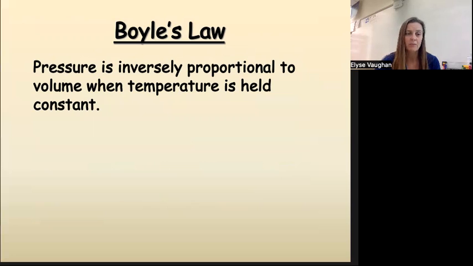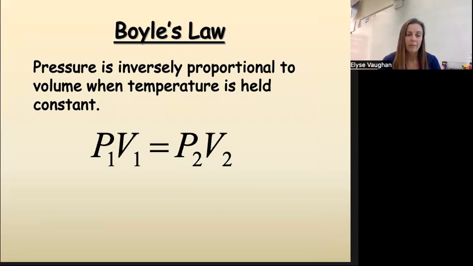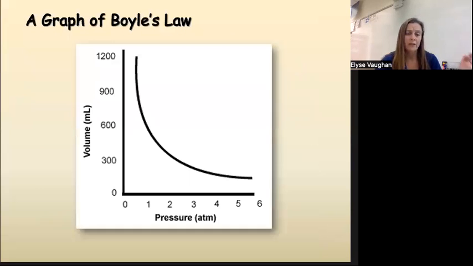Boyle's Law says that pressure is inversely proportional to volume when temperature is held constant. So we can express this mathematically by saying that the initial pressure times the initial volume is equal to the new pressure times the new volume. So if either pressure or volume increases, the other one has to decrease in order to keep it constant. And so we actually can graph this. In reality, it's a little bit of a curve. You probably drew it in our simulations as a straight line, but that's okay.